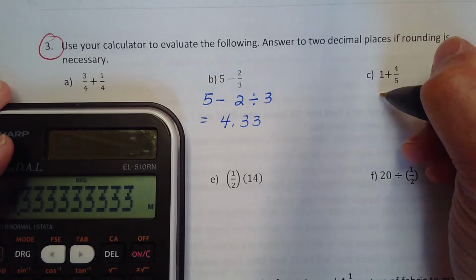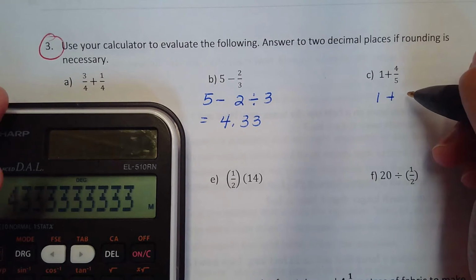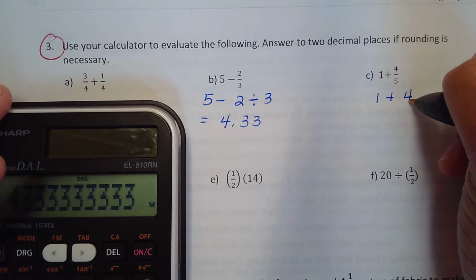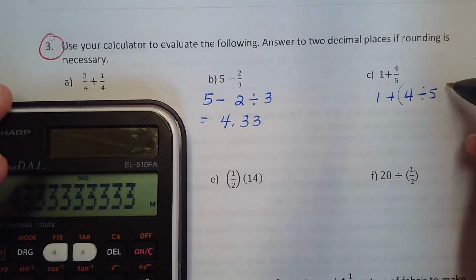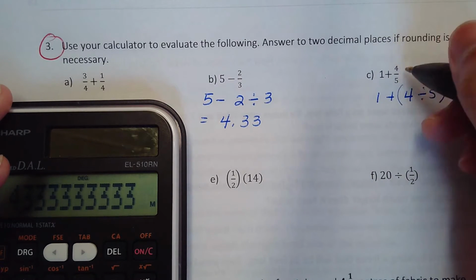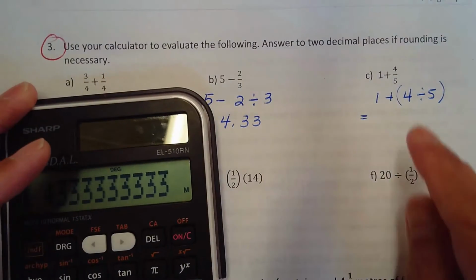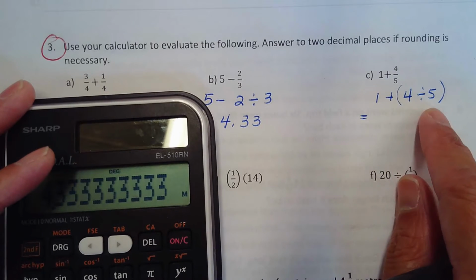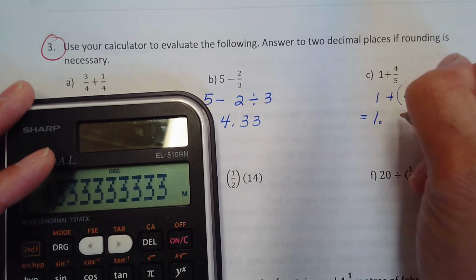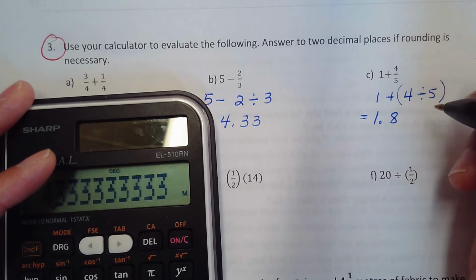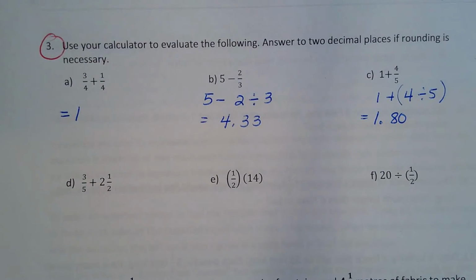Bracket 1 plus 4 divided by 5 bracket equals 1 plus 4 divided by 5. Okay, yeah. It's okay to put the brackets there showing that this is together. Okay, so that's good. You could do with or without in this case. So what's the answer for this one? 1.8 or 1.80 if we were to keep to 2 decimal places.